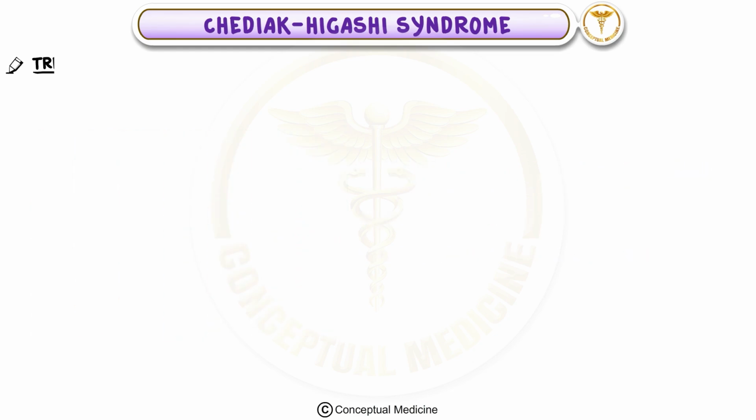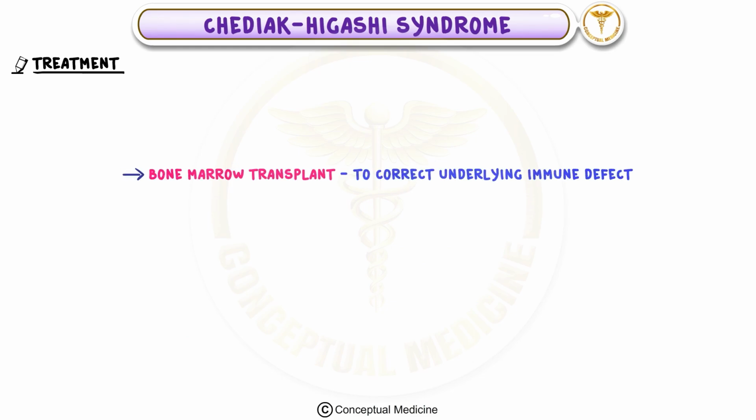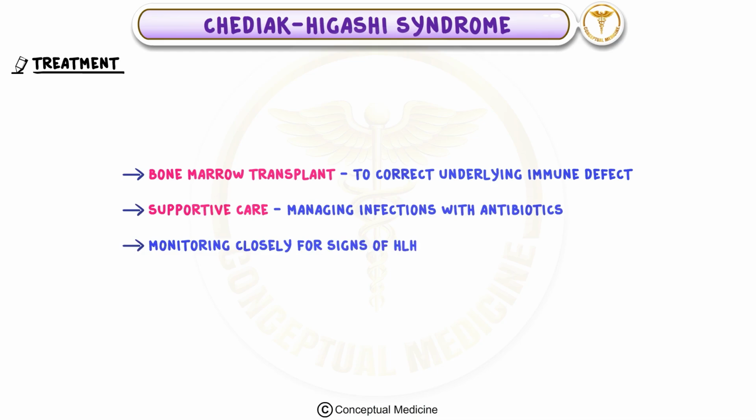Finally, let's discuss treatment. The most effective treatment is a bone marrow transplant, which can correct the underlying immune defect. Supportive care includes managing infections with appropriate antibiotics and monitoring closely for signs of HLH, especially during the accelerated phase.